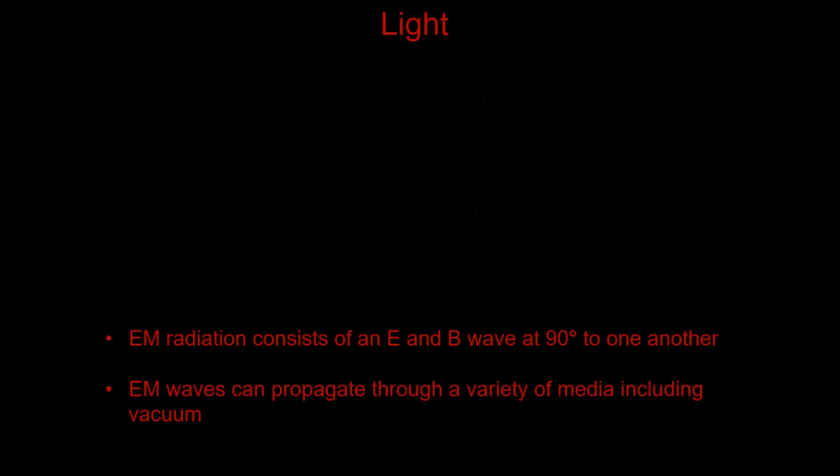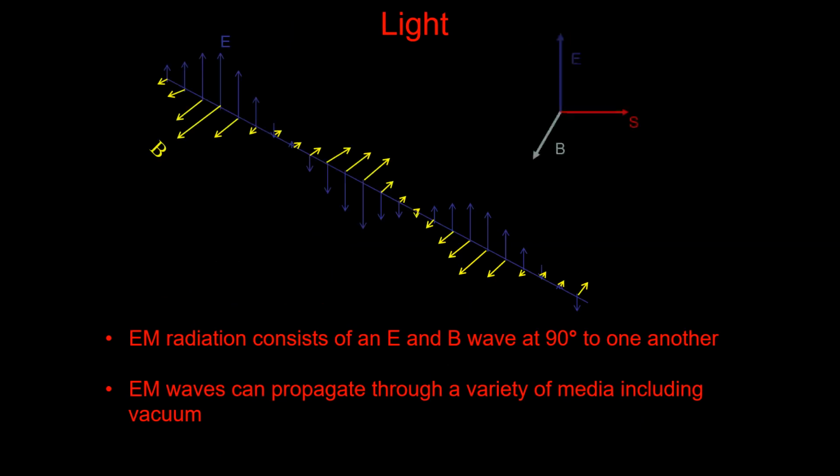So when we talk about light, what we're really talking about is electromagnetic radiation that consists of an electric and a magnetic component, both 90 degrees to one another. And of course, as I said, they can propagate through a vacuum. Now, this basically follows the right-hand rule that you should already know. Here's the electric component, here's the magnetic component. If we put these 90 degrees to one another, we'll end up with a third component, S, the direction of our wave, the direction that our wave will move in.